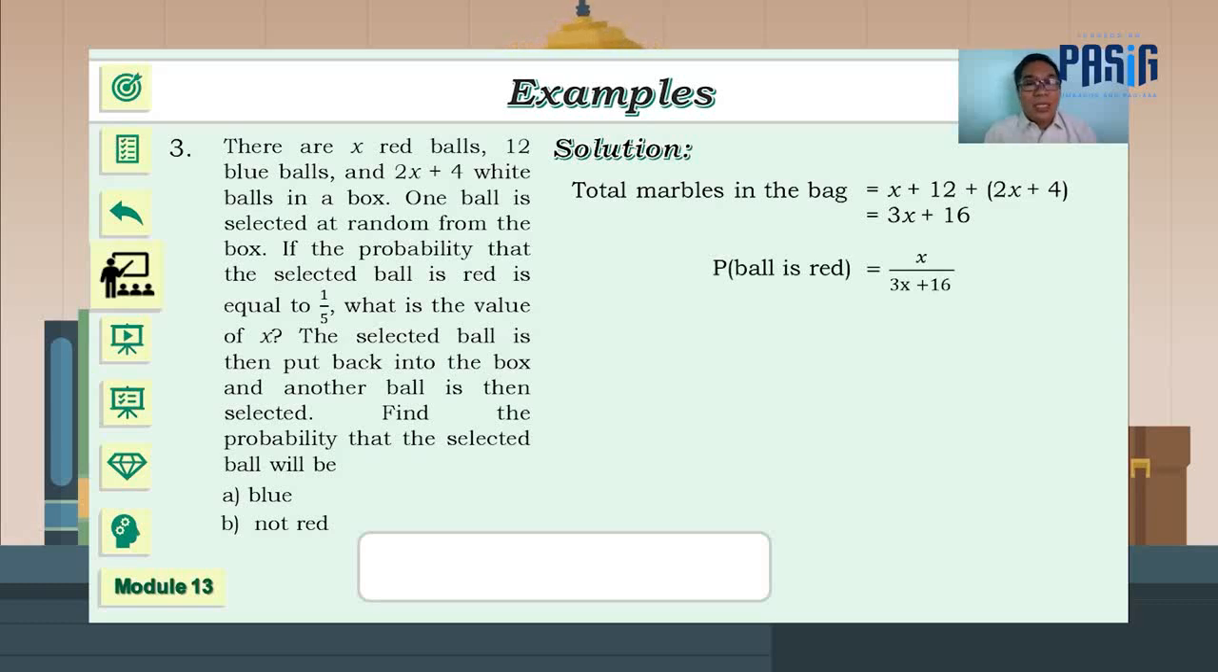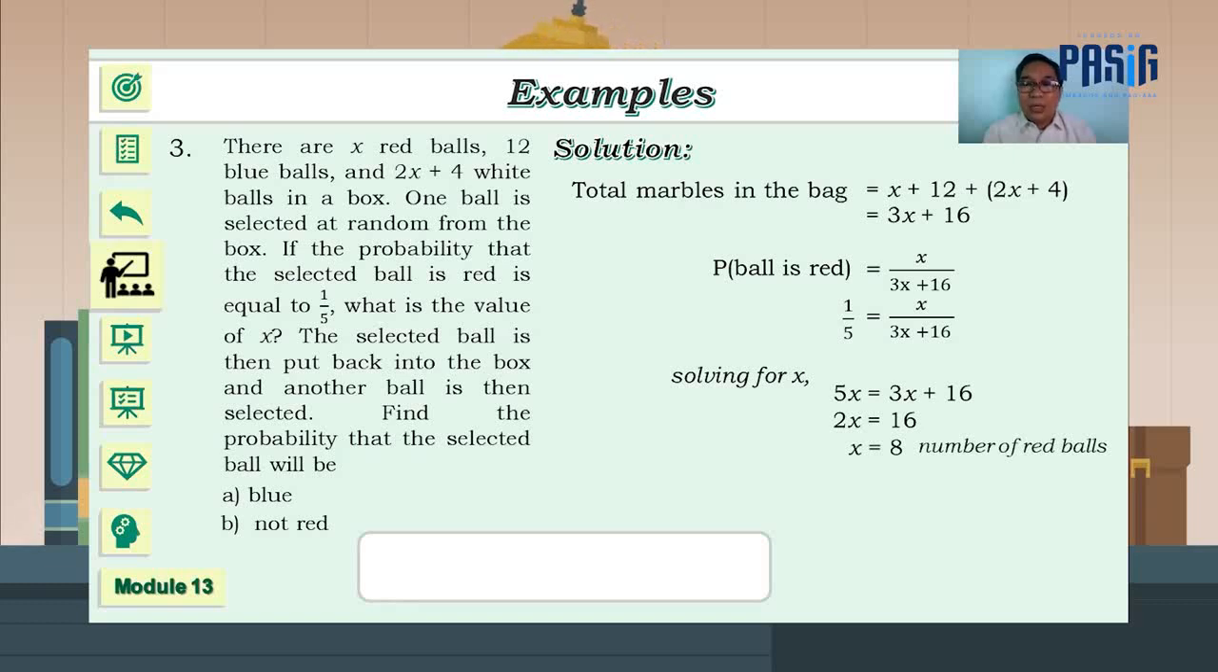Then the probability of red from the problem is 1/5, substituted by 1/5. So we have this one. Cross multiply, we come up with 5X equals 3X plus 16. And we can solve now our X. Subtract both sides by 3X. So you have 2X, then divide both sides by 2. So you have 8 as the number of red balls. You can solve now the number of white balls by substituting your 8 to 2X plus 4 and simplifying it. We come up with the answer of 20.